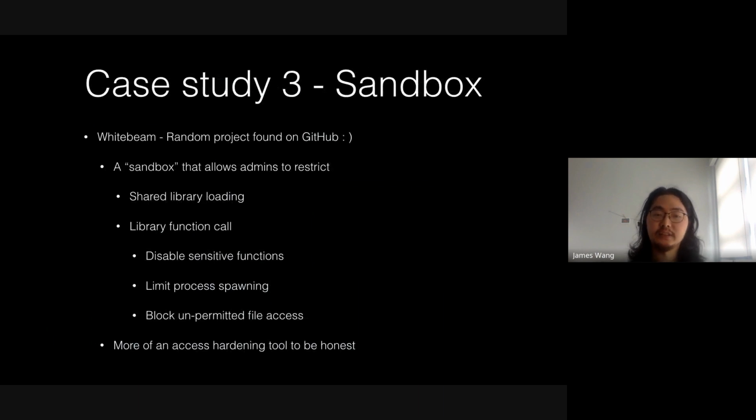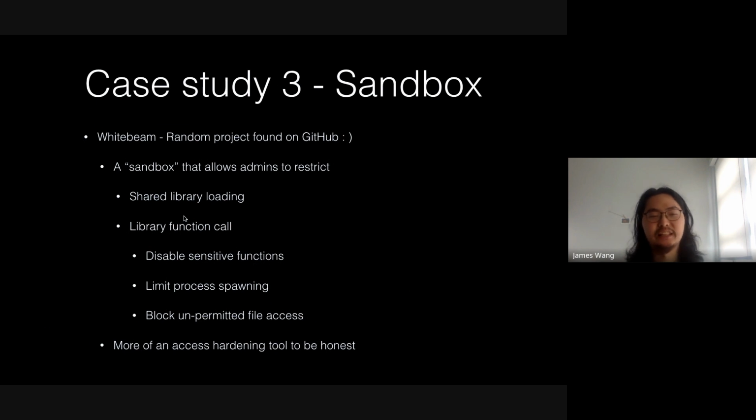Let's look at the third case study. The third case study is about Whitebeam, which is a random project I found on GitHub one day. The description of the project states that it's a sandbox that is used to restrict user access to certain resources, and it's supposed to prevent a user from opening a file or calling a dangerous function in a library. And yeah, that's what it's supposed to do.